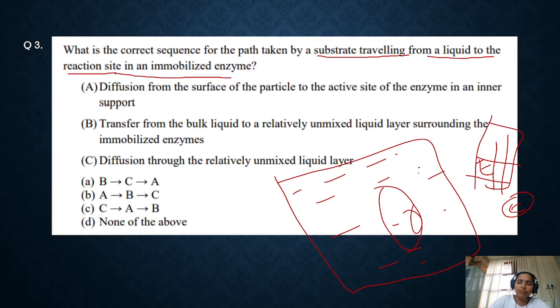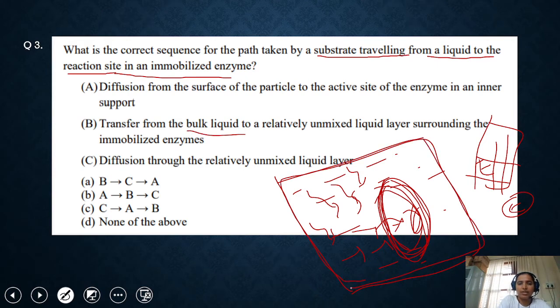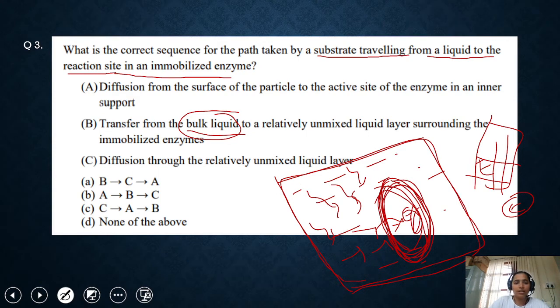Initially, the substrate will try to go nearby the surface of the enzyme so that it will go and bind to the enzyme. So for binding to the enzyme, first it has to go to the nearby surface. It means the transfer from the bulk liquid, the solution that we have, which we are calling bulk liquid, to a relatively unmixed liquid layer surrounding the immobilized enzyme. So like this is the enzyme, and beside the enzyme there is a layering of the unmixed liquid layer. So first it will try to move from the bulk liquid to the nearby layer of the enzyme.